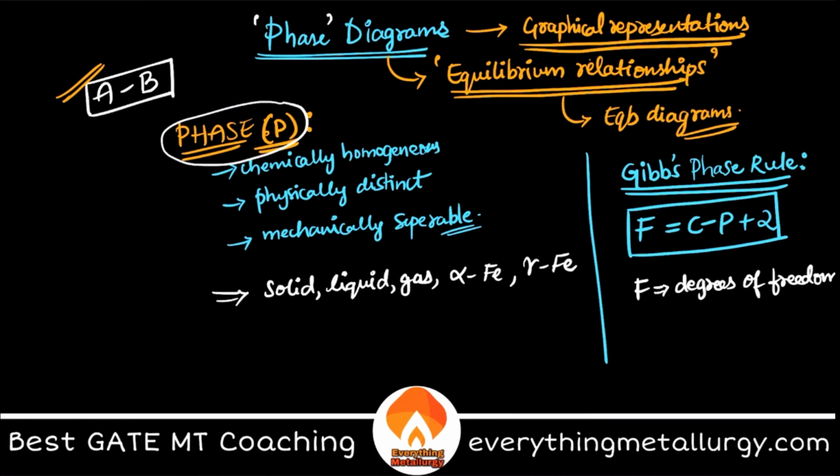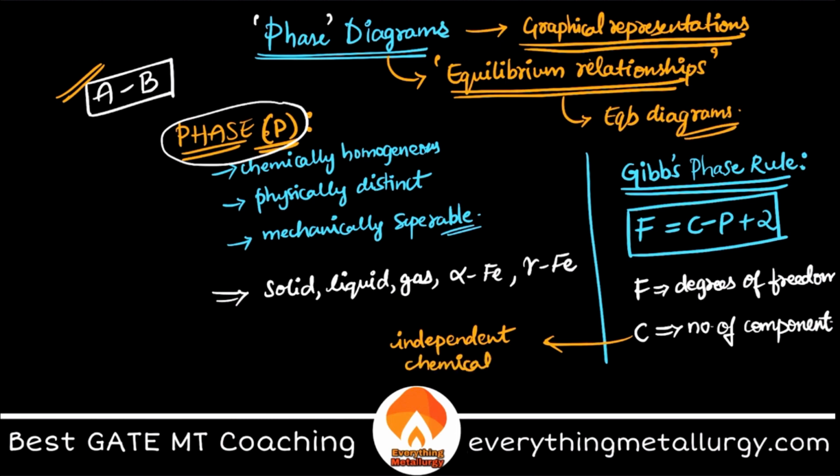Okay, and what is C? C is the number of components. Okay, now what is a component? A component is nothing but the independent chemical species that are present in a system. How many independent chemical species? So here I told you I have A and I have B, or maybe I can say copper, nickel alloy.